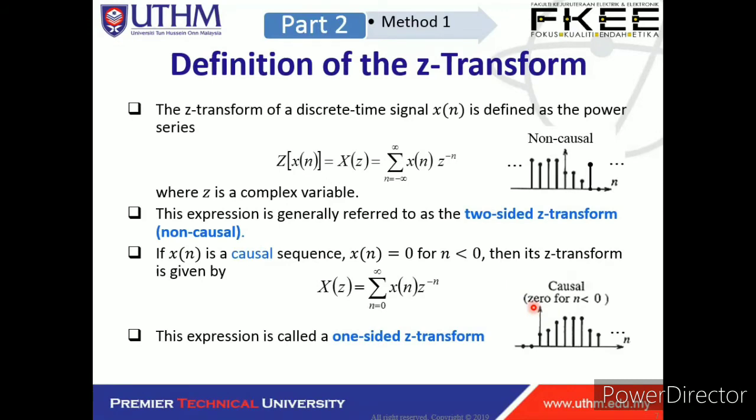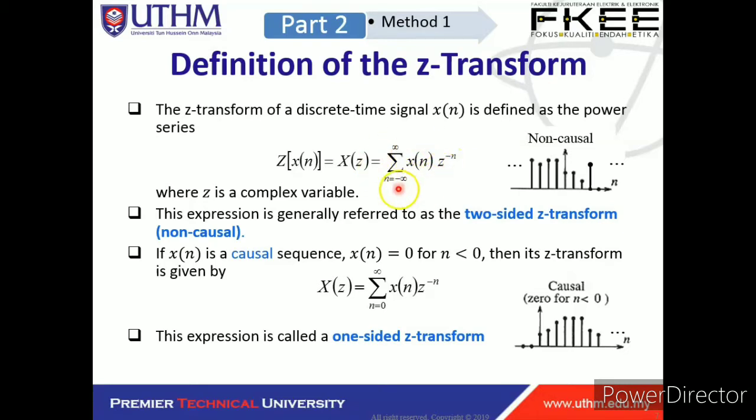Okay, next is part 2, where we need to find the Z transform by using the first method, which is the definition. As we can see here, this is the general equation for the Z transform. When we need to find the Z transform by using the definition, it means that we need to use the formula of the Z transform. This is the general equation, where the limit is from negative infinite until infinite, the summation of xn multiplied with z negative n.